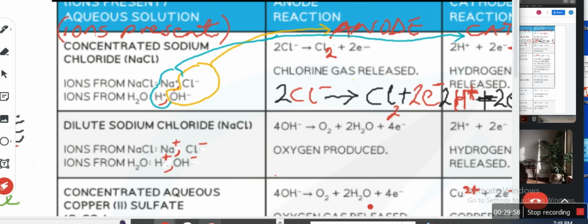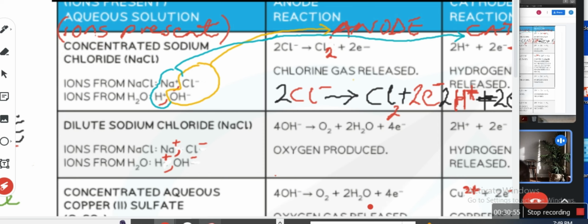The more concentrated will be discharged, so chlorine will be preferred. That's why at the anode, chloride ion and hydroxide ion both come to the anode, but chlorine was chosen. Why was chlorine chosen? Because there's so much of chlorine. It's concentrated, so chlorine is chosen.